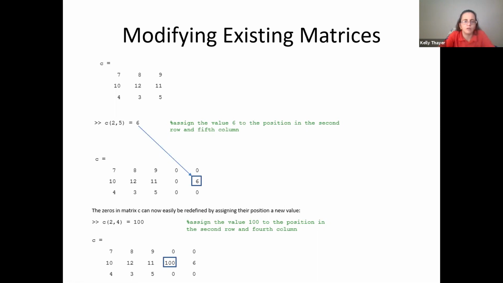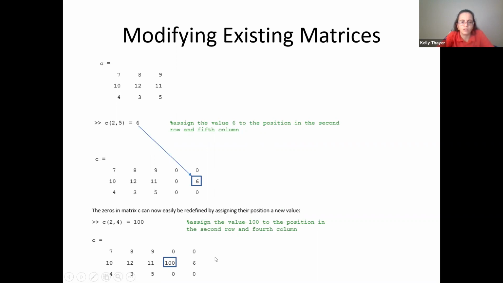This can be done by assigning values in a particular position. So here's C, this is a matrix, and this (2,5) is accessing a particular position. And being equal to 6, what this is doing is reassigning the value. So this assigns the value 6 to the position in the second row and the fifth column. Notice that the dimensions have needed to increase in order to have this position exist. This is why the dimensions of this matrix are different from the original.